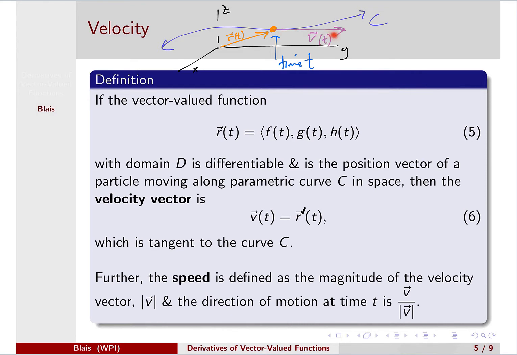It points in the direction which the particle is moving, the instantaneous direction, and its length, its magnitude, is the speed at which the particle is traveling at that time t. So the magnitude of that velocity vector gives us the speed. And if you want the direction of motion, which we will later call the unit tangent vector, we take that vector v and we normalize it by its length to get a unit vector.